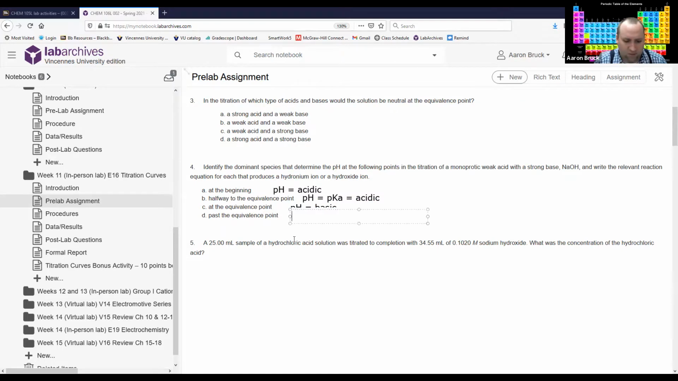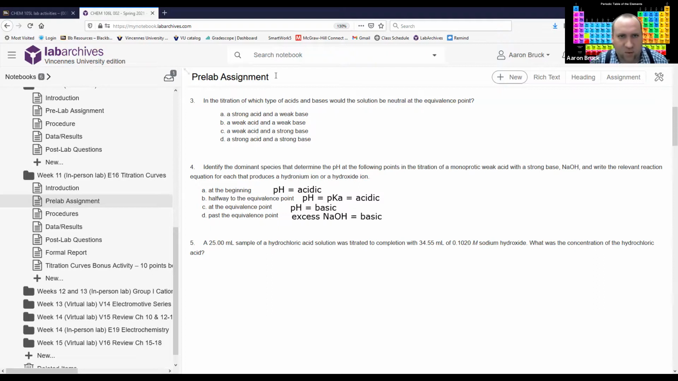And then past the equivalence point, we have excess NaOH, which means that this is going to be basic. And the basic nature is just from the sodium hydroxide, leaving behind all these extra hydroxides. So once we get past the equivalence point, that conjugate base doesn't really have that big of an impact on the pH. That concentration of excess hydroxide is the primary dominating factor to give us the basic pH.